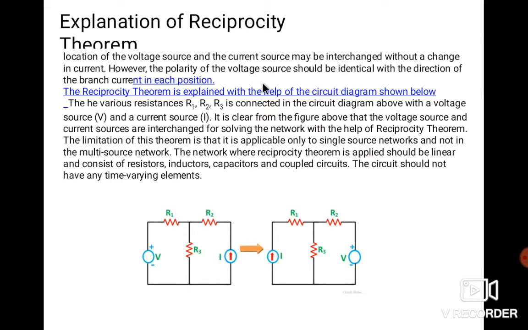Hence, the polarity of the voltage source should be identical with the direction of the branch current of each branch. Meaning, if in a network the voltage source and the current source are connected over here, what the reciprocity theorem does is that you can interchange these two sources. The current source you connect here and the voltage source you connect here.